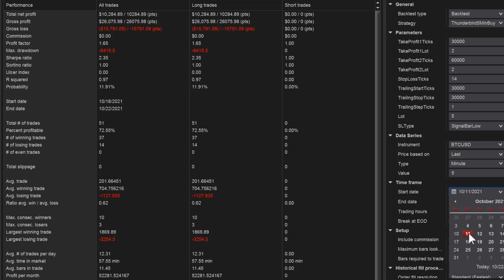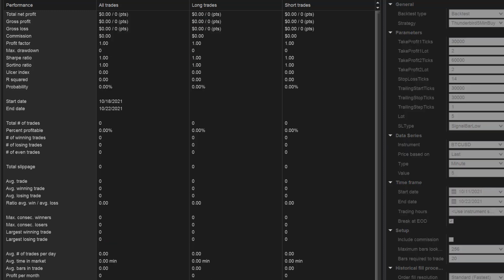Let's go out another week. What the hell? We're taking our chance. Almost a month out. See, this takes a while sometimes to run in back testing, going out too far. I never could do a year. It blows up my computer. 3 weeks is giving me a hard time.